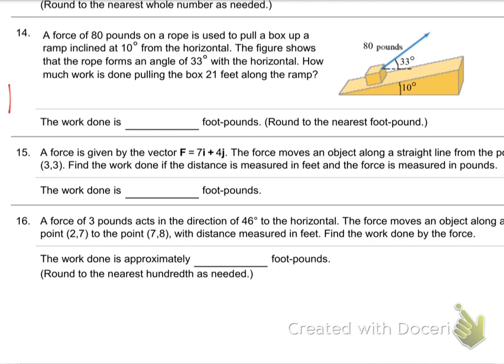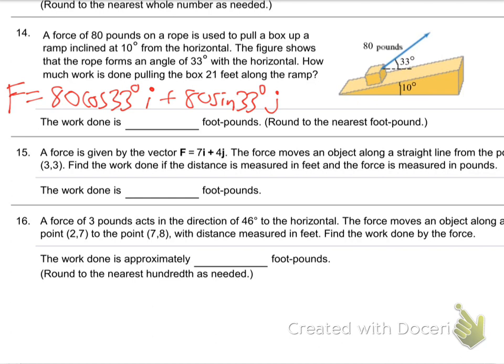So the force vector is 80 cosine 33 I plus 80 sine 33 J. See what I'm doing there? Because there's a force of 80 pounds at an angle of 33 degrees. And then they call that an angle with the horizontal, right? Because it's above flat. So there's the force vector. That's half the battle. Now get the distance vector, the movement vector.